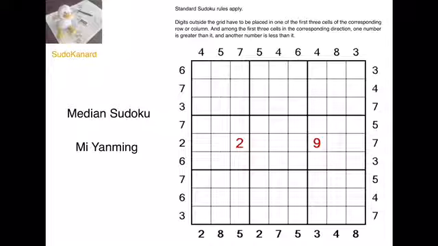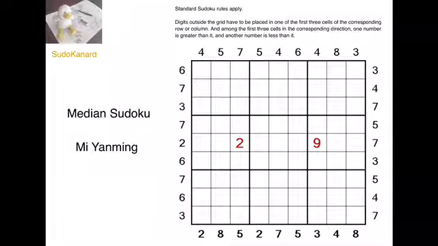So the rule is, apart from the standard rules, that whenever you see a digit on the outside border, then this digit should be among the first three digits, and it should neither be the smallest nor the highest of those three digits. There must be one digit bigger than it and one digit smaller.